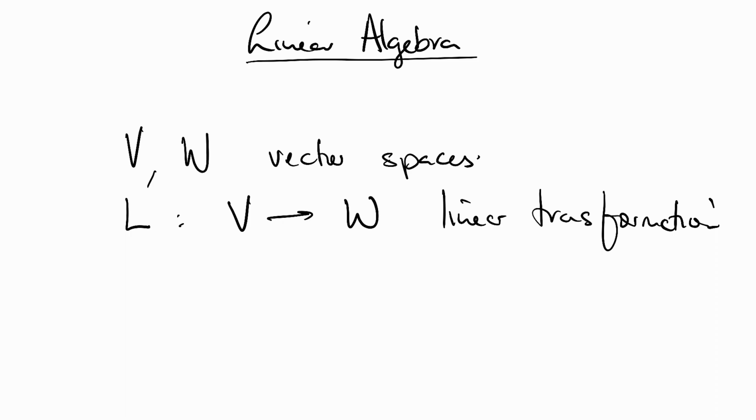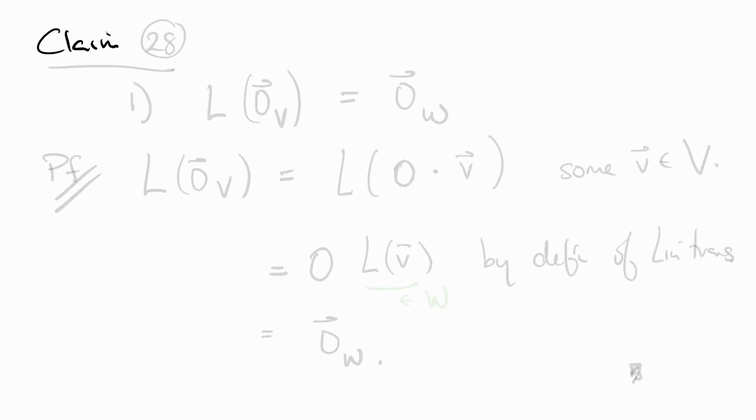Here's a claim. Claim 28. 1. Say we've got the zero vector in V. L applied to the zero vector in V is equal to the zero vector in W. A linear transformation sends zero vectors to zero vectors. Let's prove this.